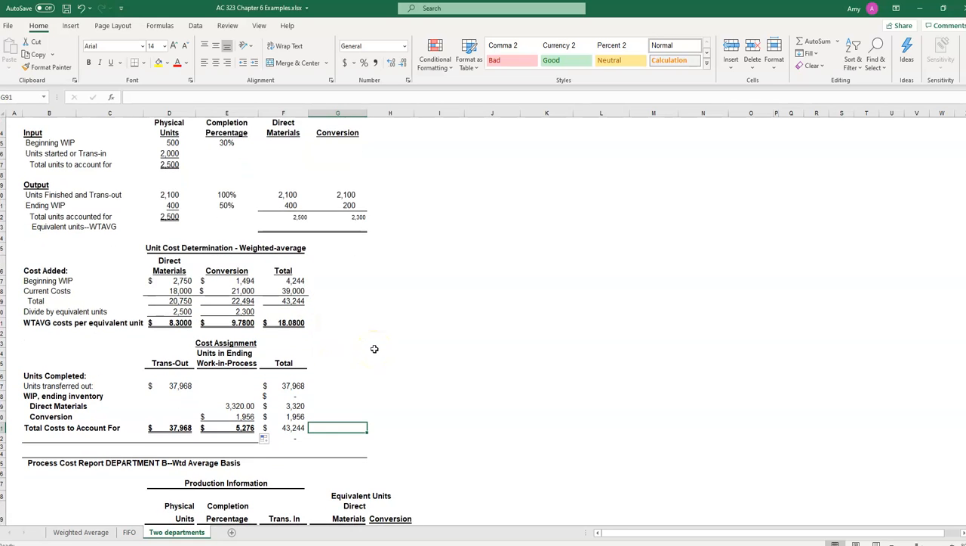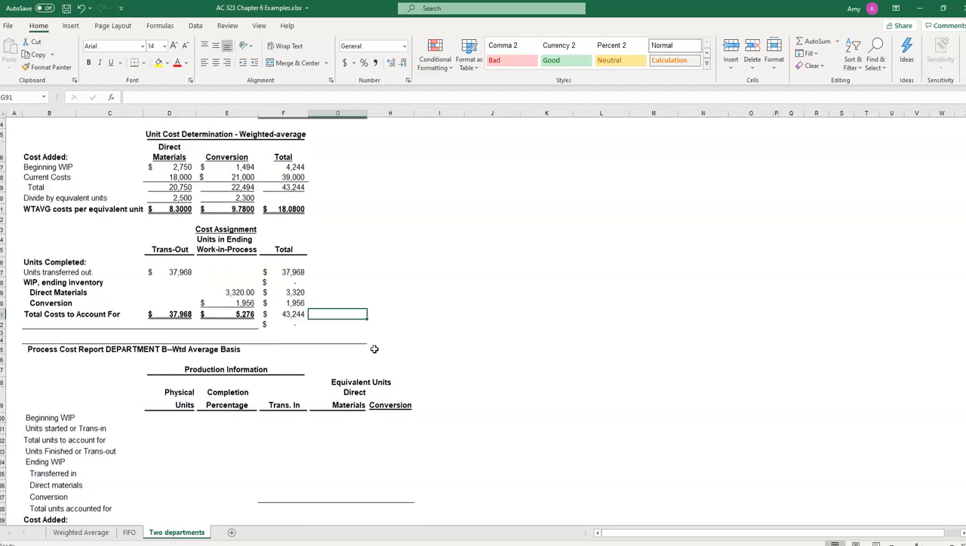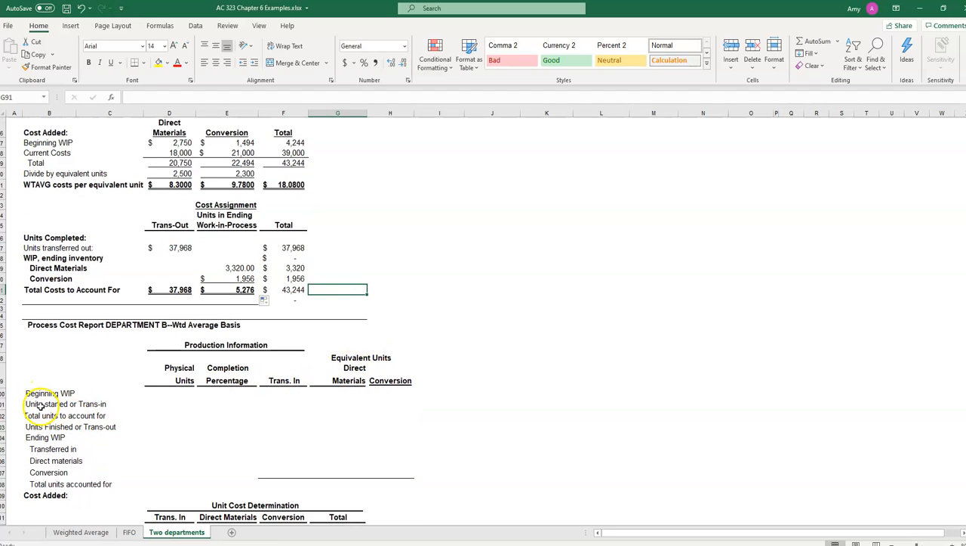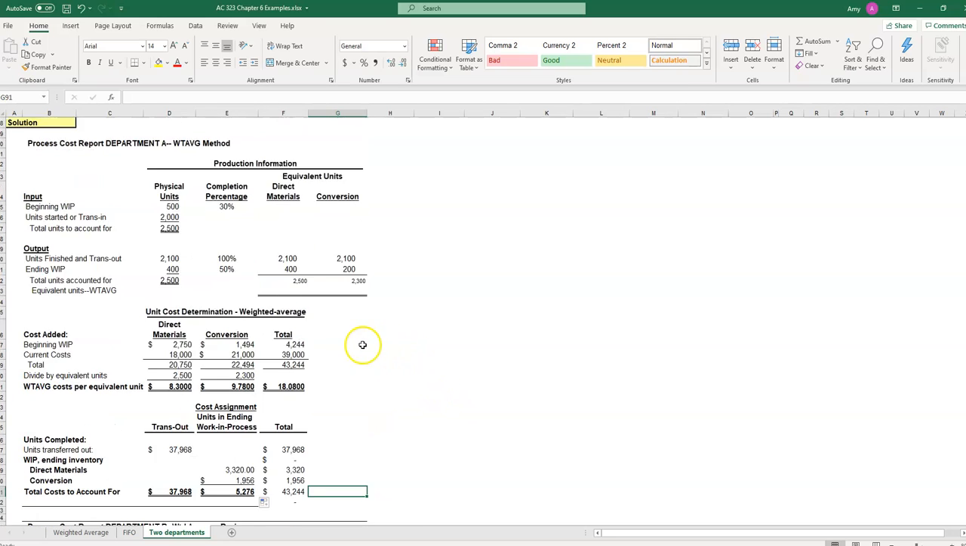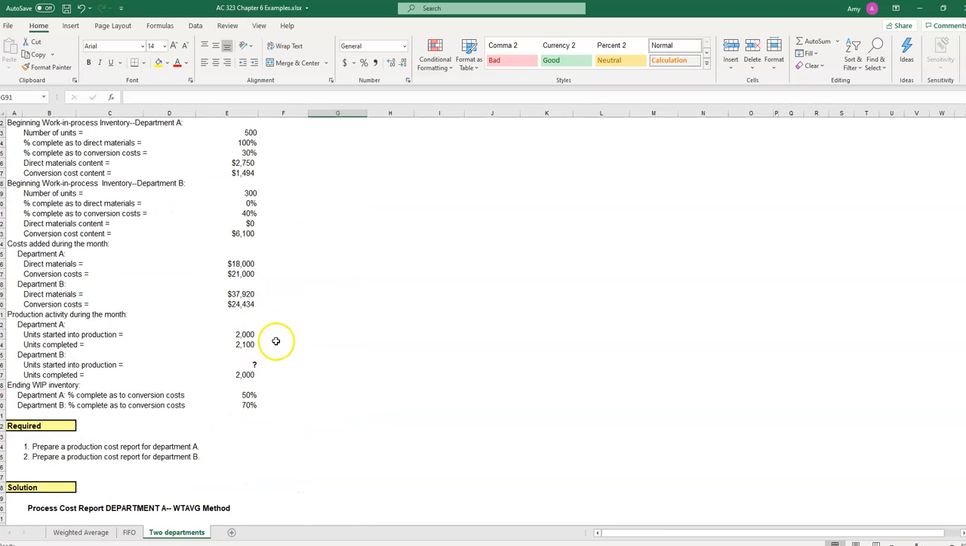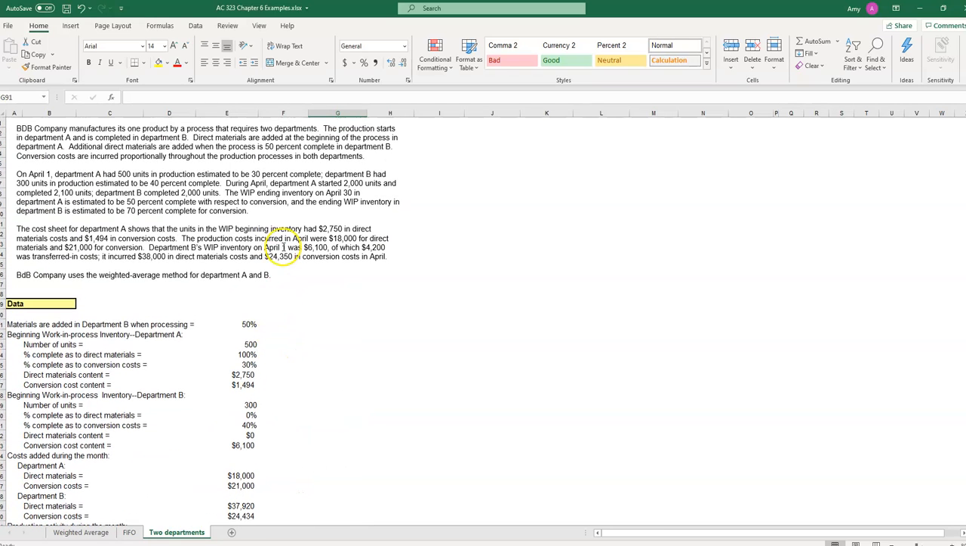Now we're going to look at Department B. So we have beginning work in process, units started or transferred in, total units to account for. It's a lot of the same information. The main difference in Department B is now we have units that have been transferred in from Department A. So we need to look at B and find the information for B.